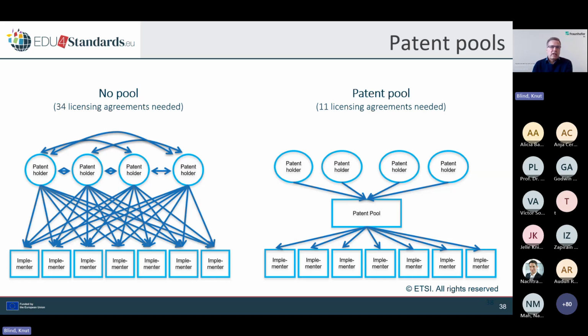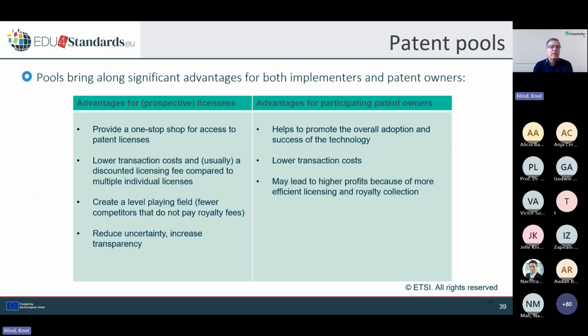Sometimes patent pools are not coming into play because the parties are not joining. It means even if there are patent pools, you as patent holders cannot be forced to enter this pool. Therefore, you could do your own thing, which might also be interesting in some cases.